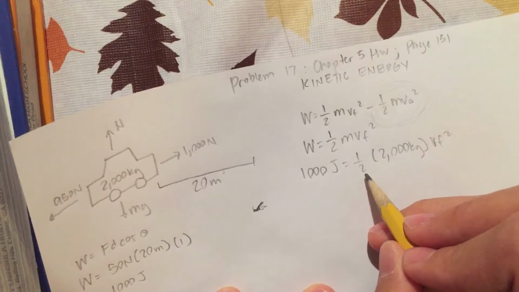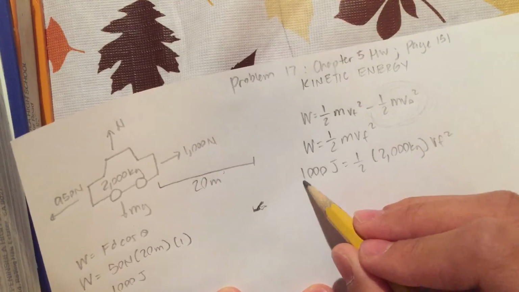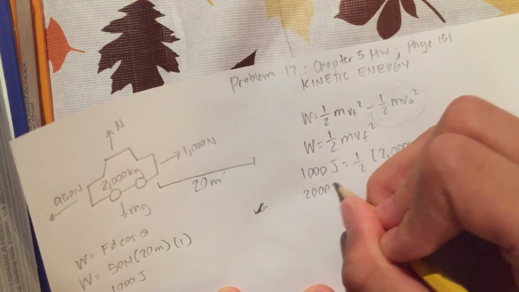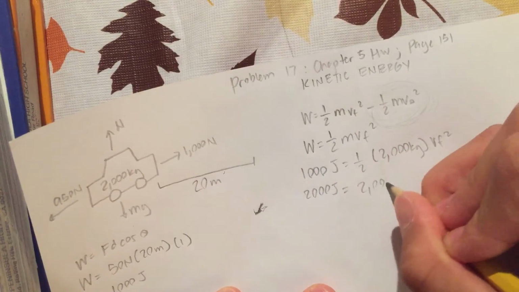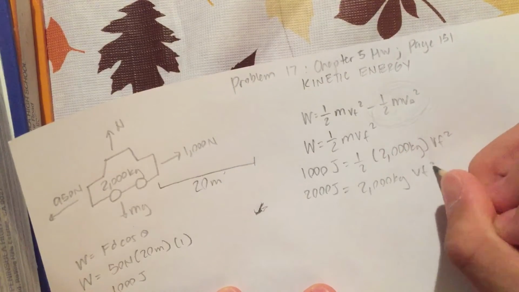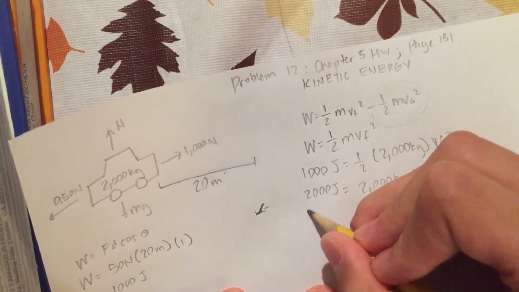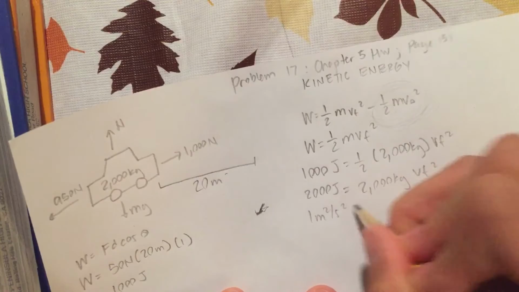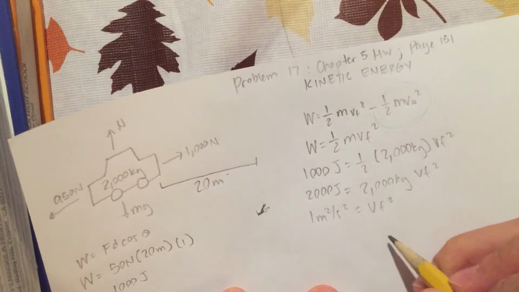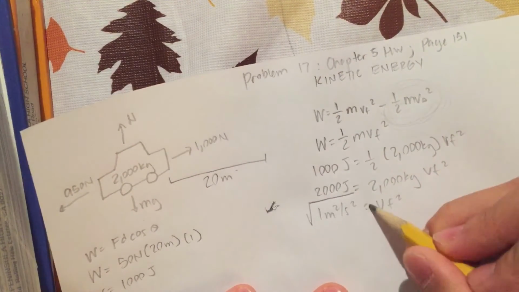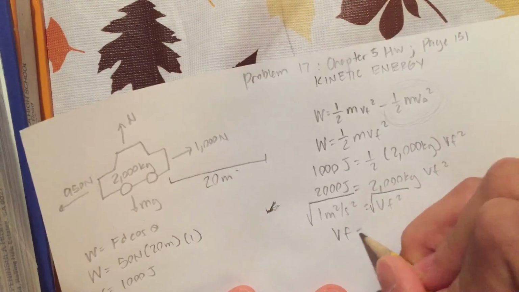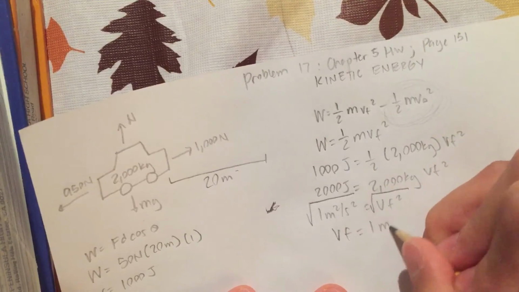So we can multiply 2 to 1000, which would make 2000 joules equals 2000 kilograms times velocity final squared. We divide both sides by 2000 kilograms, which would give us 1 meter squared per second squared equals velocity final squared. We take the square root of both sides. Velocity final equals 1 meter per second.